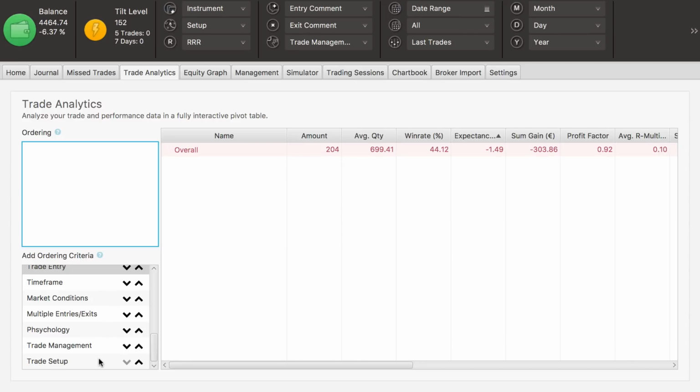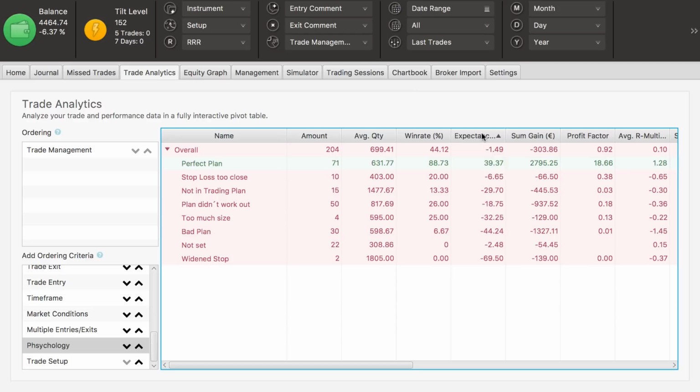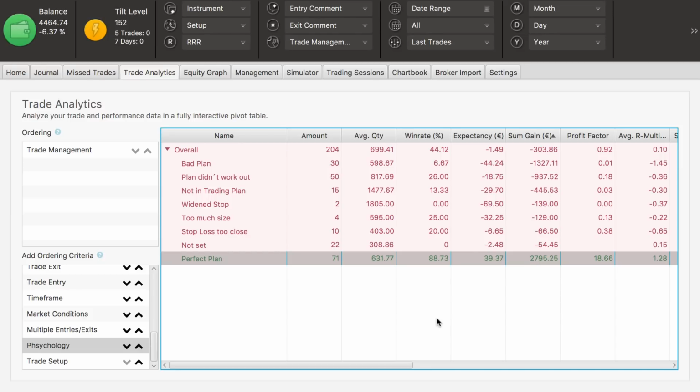Let's also take a look maybe at his trade management. That's always interesting to see as well. And do we have outliers here? When we look at the gain, yes, you can bet on that. Again, perfect trading plan accounts would sum up to 2,700 euros, compared to minus 303, where he is currently. A huge difference.